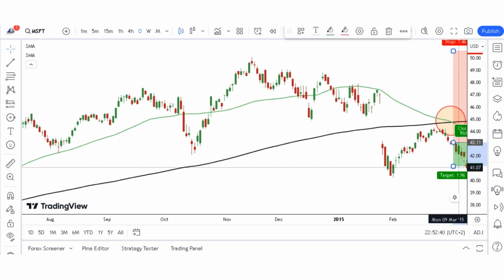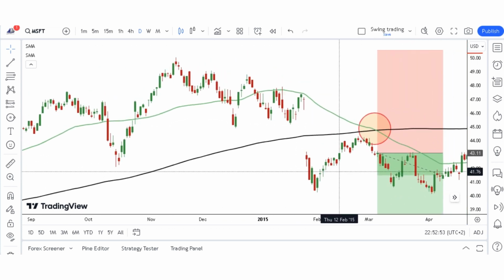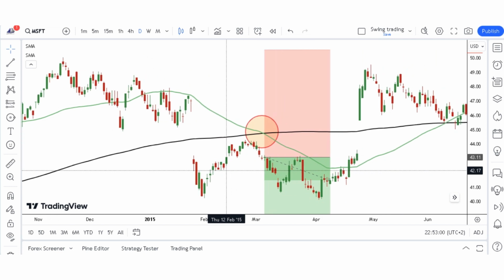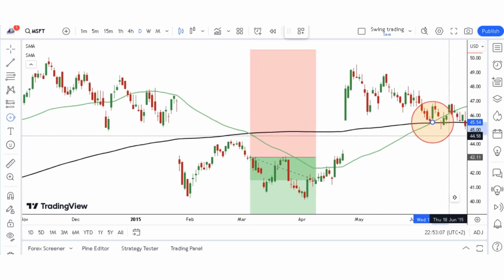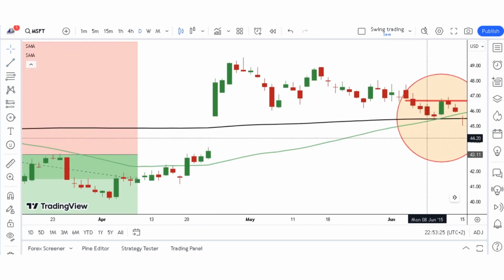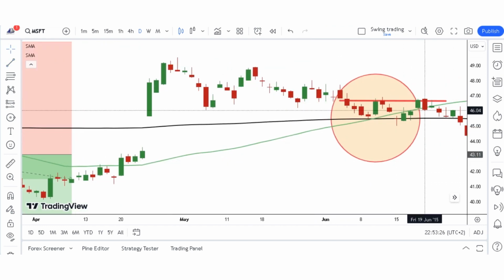A few months later, the price didn't go down as we expected. It went back up and the 50-day SMA crossed above the 200 SMA. So we decided to close our short position with a loss of around 7%. Small loss, but still a losing trade.